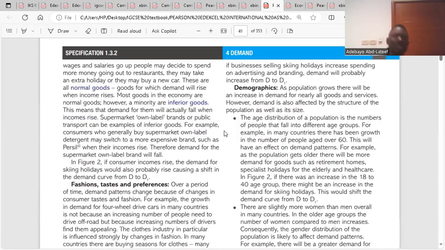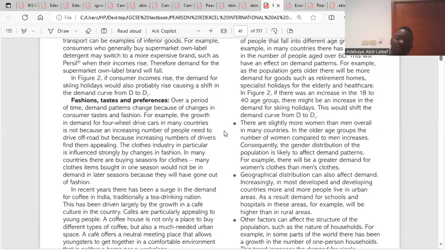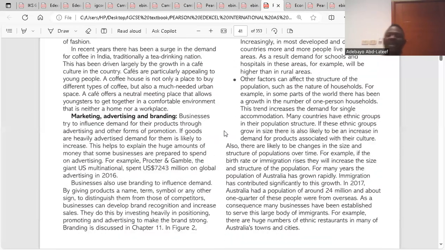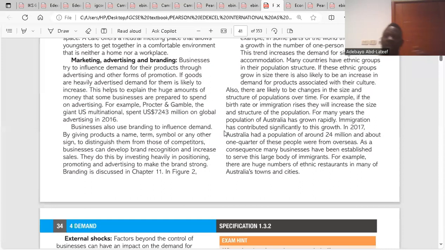So basically, what we're talking about with marketing, advertising, and branding these days is that a business with a very strong brand is in a position that is bigger, the topmost within its industry. That means consumers will align themselves with it. People want to associate themselves with such products. So the demand for such products will increase because it has a strong brand.